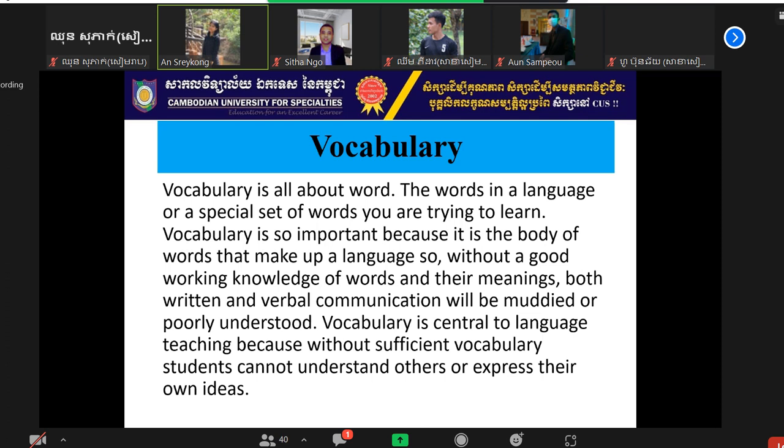vocabulary. Moreover, vocabulary is central to language teaching because without sufficient vocabulary, students cannot understand others or express their own ideas. Okay, next slide.